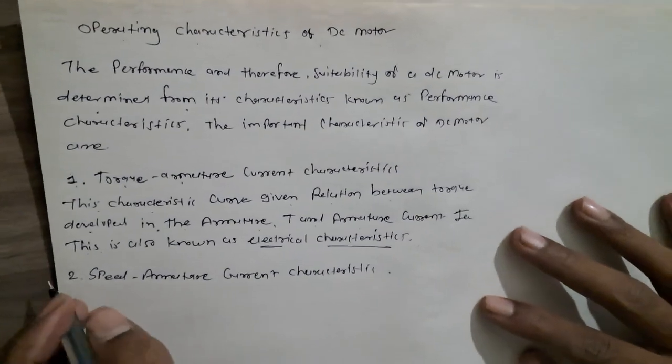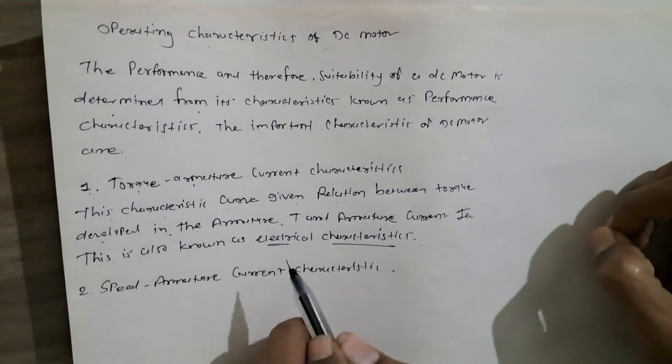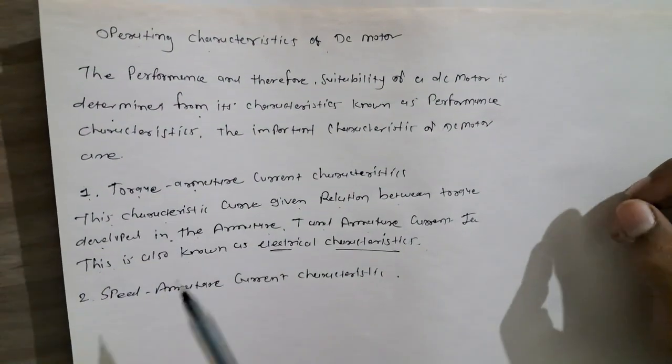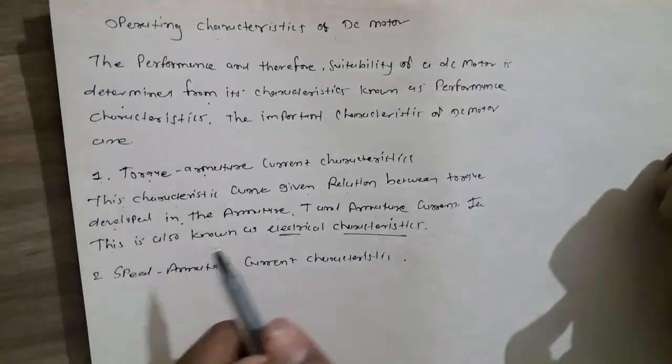So the second is the speed armature current characteristic. This characteristic curve gives the relation between speed N and armature current IA. This is also known as the speed characteristic.